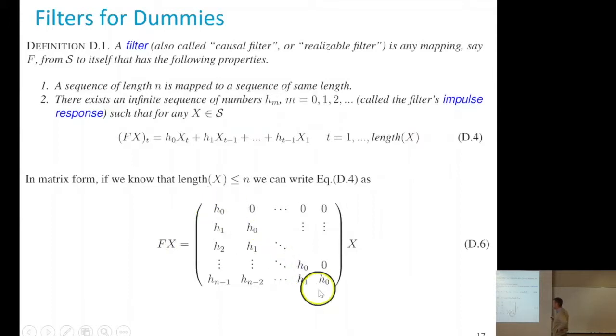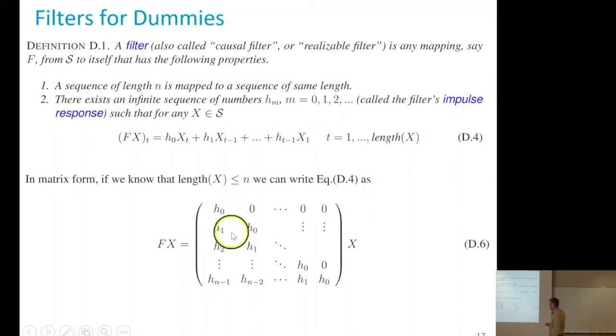It is lower triangular. That corresponds to which property of the filter? Causality, exactly. Because the element ij of the filter is how much the output at time i corresponds to the input at time j. So if we are at time 2, for example, then we don't depend on things that were at those instances here. So that's the first thing.